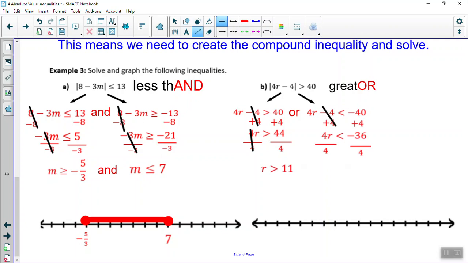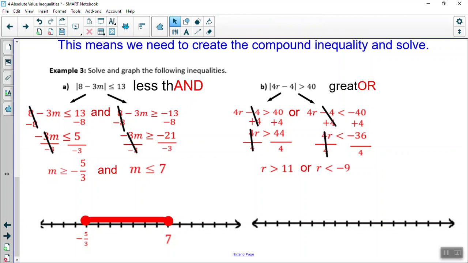Okay, and then we're going to cancel out the 4. Once we've canceled those out, we are now left with r is less than negative 9. And remember, it's greater, or. So this is where our graph looks like a set of boat oars. All right, so we're going to take a look at where our circles need to go. We need to have a negative 9 and a positive 11.